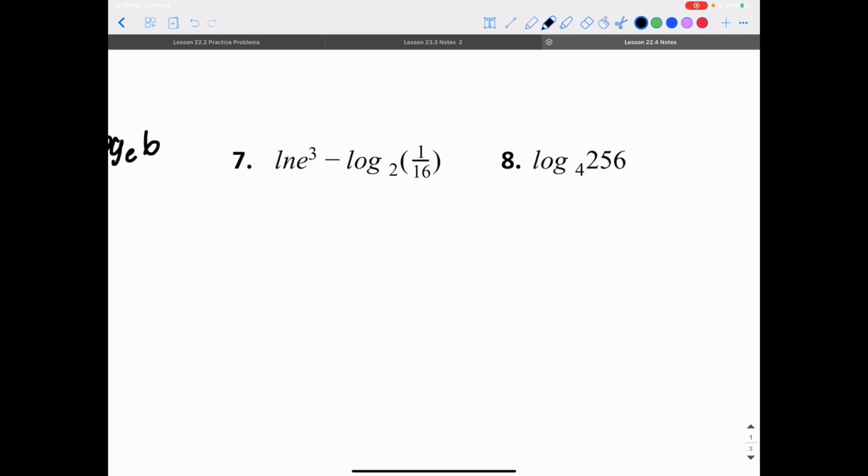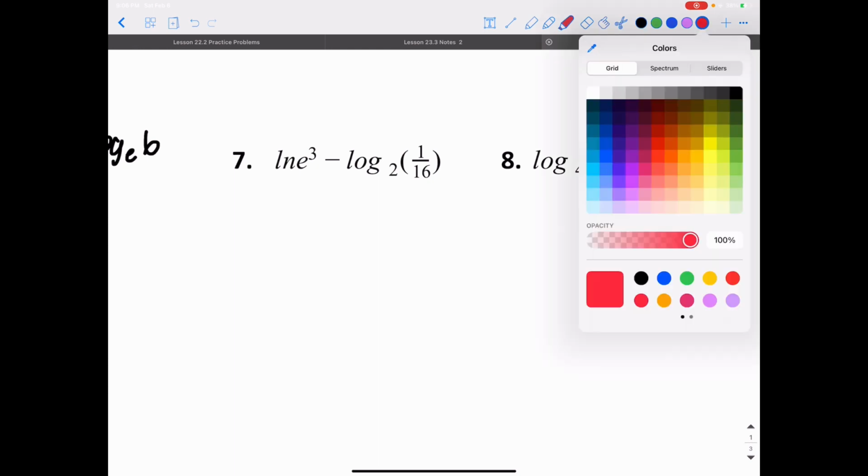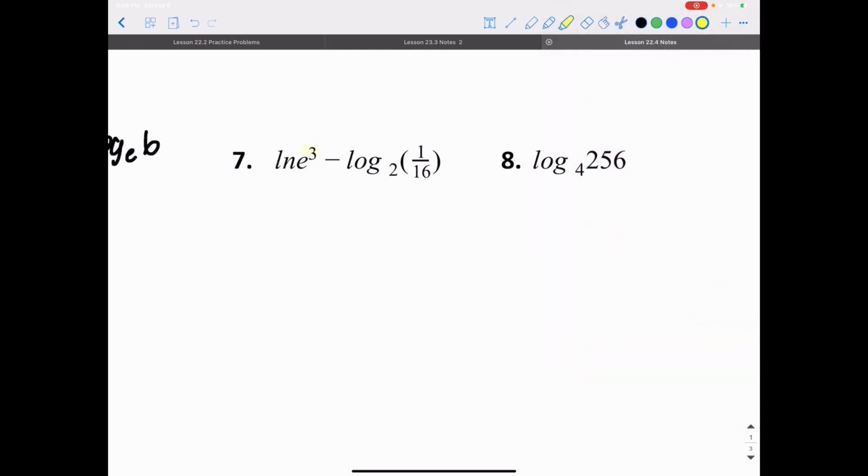For number 7, I have ln of e to the third power minus log base 2 of 1 over 16. I'm going to separate these two things, simplify each one separately, and then bring them back together. For what I've highlighted in yellow, I'm going to let this represent x, and what I've highlighted in purple, I'm going to let be represented by y. So I'm going to say x is equal to ln of e to the third power.